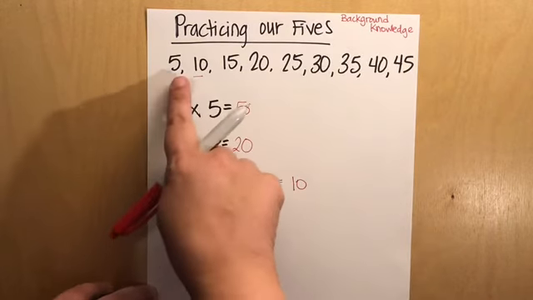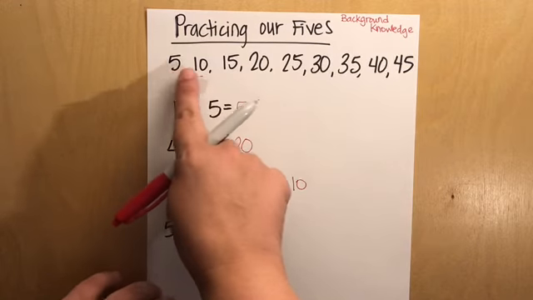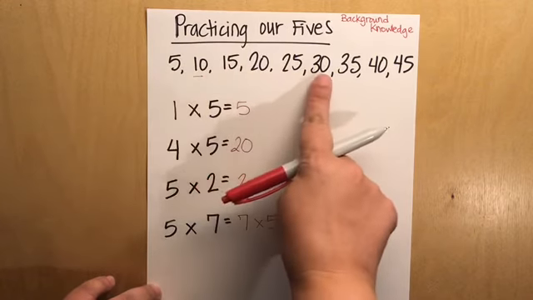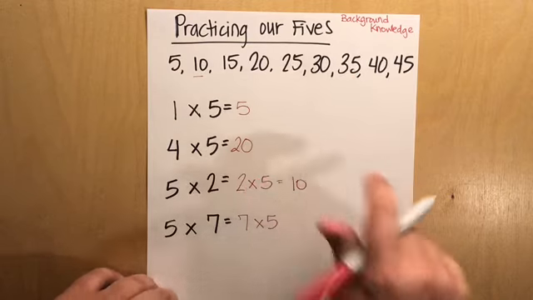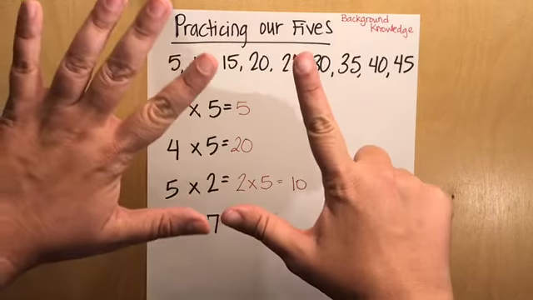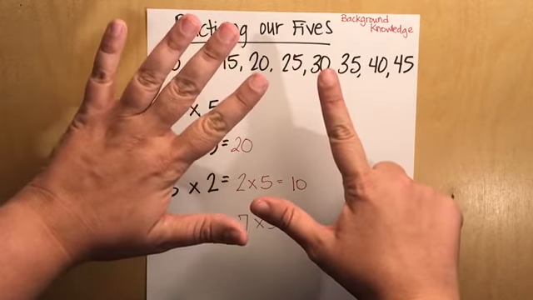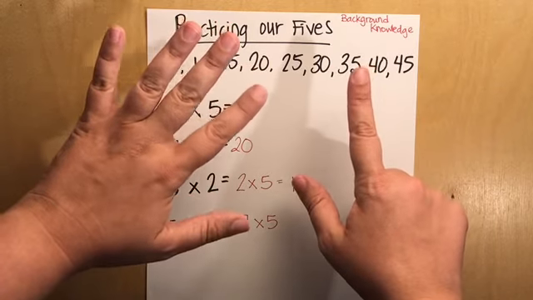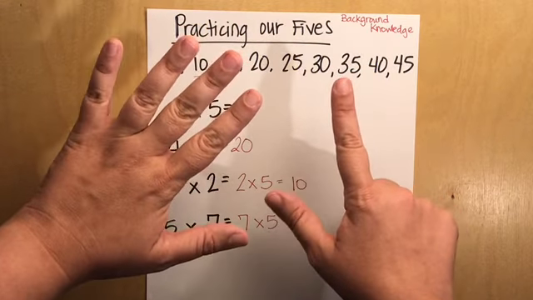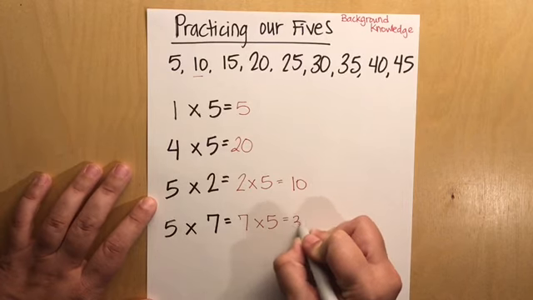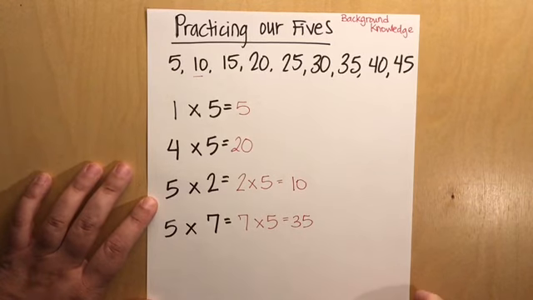So now I'm going to count by 5 7 times. 1, 2, 3, 4, 5, 6, 7 to get me to 35. I could also use my fingers, so I could go 5, 10, 15, 20, 25, 30, 35. Our answer is 35. Our product is 35.